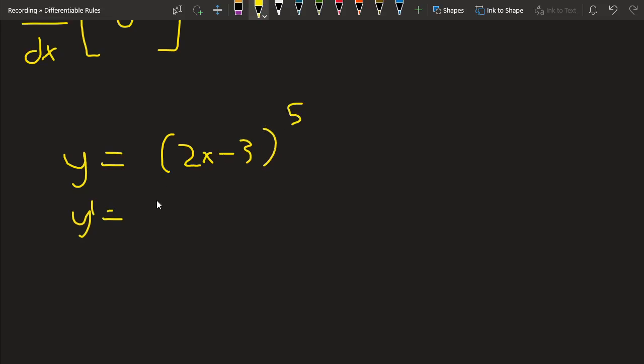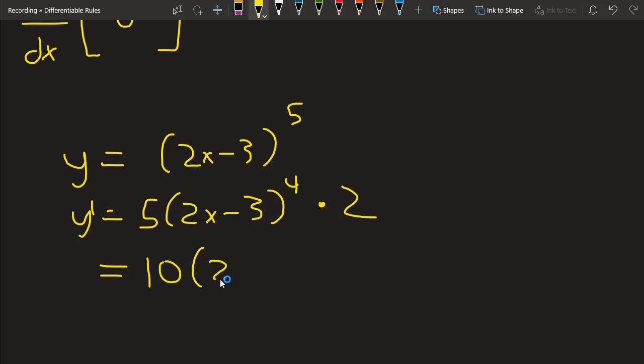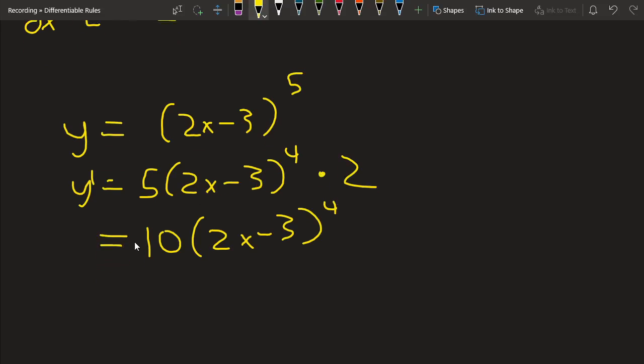So this would be 5 times u, (2x minus 3), to the power of n minus 1, which is 4, times u prime. The derivative of 2x minus 3 would just be 2. And we can simplify this to be 10 times (2x minus 3) to the power of 4. Okay, let's get right into our next practice problem.